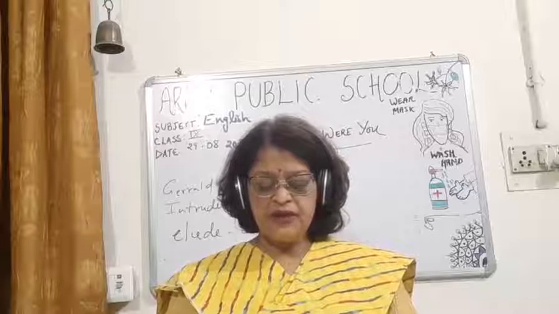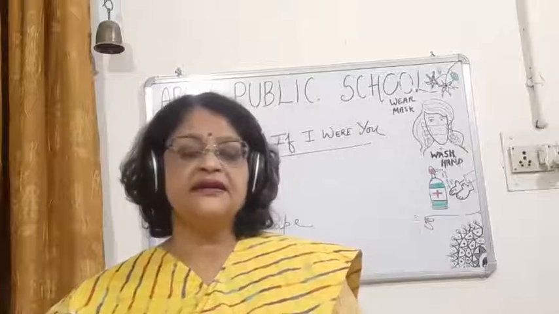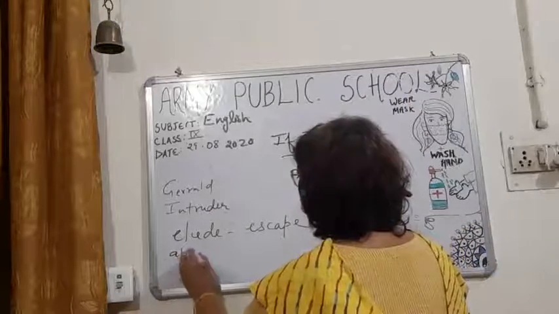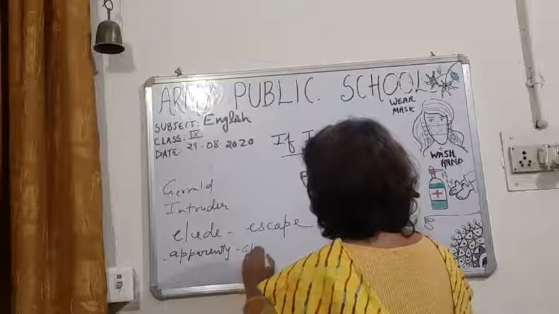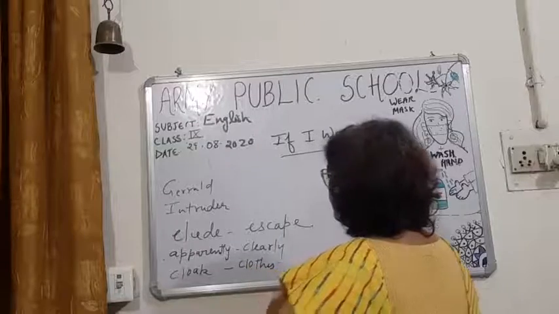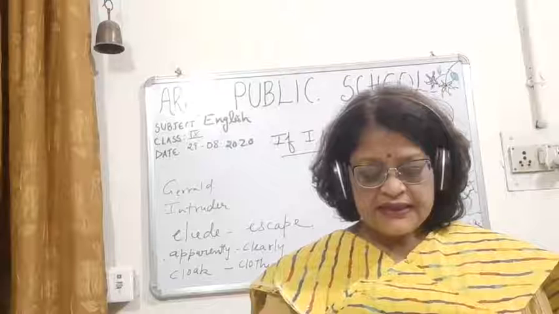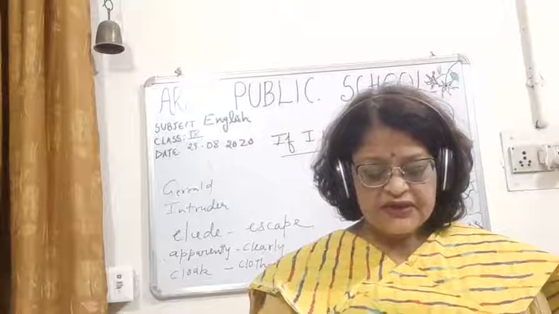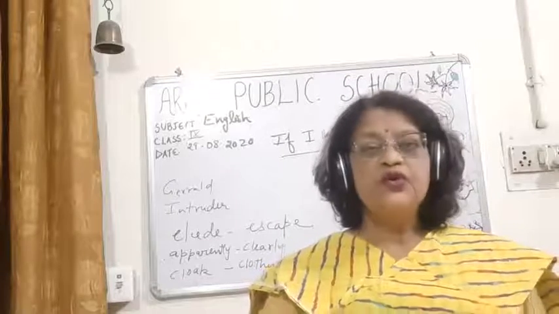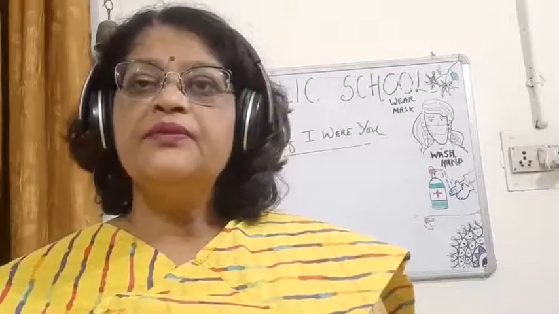Gerald, apparently you haven't the intelligence to ask why I'm invested in this cloak of mystery. So children, here apparently means clearly. These are the meanings of apparently. Okay, so he is telling, apparently you haven't the intelligence to ask why I'm invested in the cloak of mystery. So he's telling very clearly, you haven't that intelligence which I was thinking about you, and I am invested. I am invested means I am covered with this cloak of mystery. There are some mysterious things about me also. He's telling that mystery I'm going to tell you. I'm going to share it with you now.